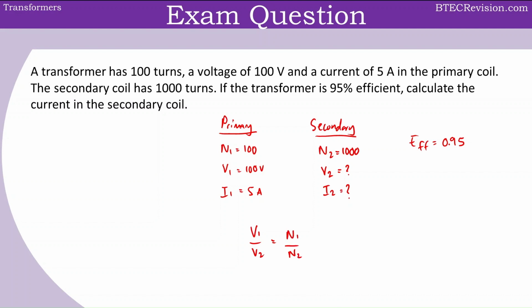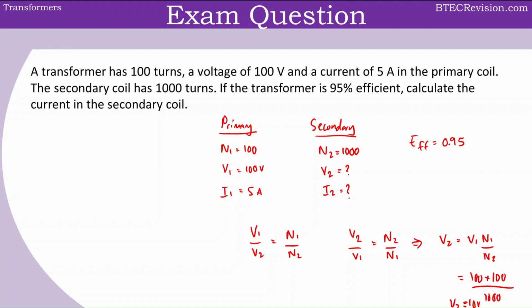Now to rearrange for V2, I'm going to inverse both sides. So that's V2 over V1 equals N2 over N1, and then times both sides by V1, and that will give me V2 equals V1 times N1 over N2. Therefore, plugging in our values, V1 is 100, and N1 is also 100, divided by N2, which is 1000. And this gives me a value of 10 volts. So V2 is 10 volts.